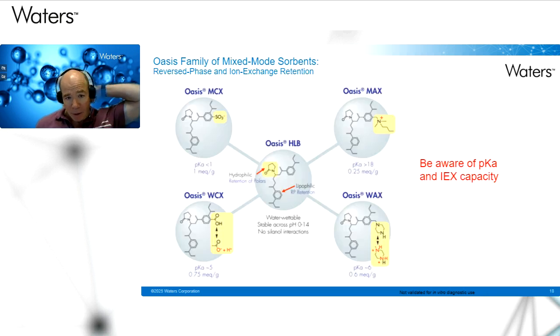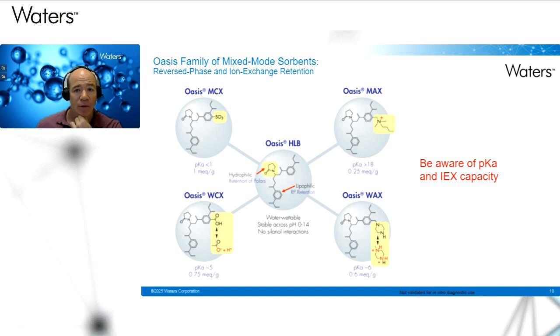Here's a look at the structure of the Oasis sorbents. You can see in the middle, the Oasis HLB shows you the hydrophilic monomer as well as the lipophilic one for reverse phase retention. And onto this backbone is added one of the four ion exchange functionalities that you can see here.